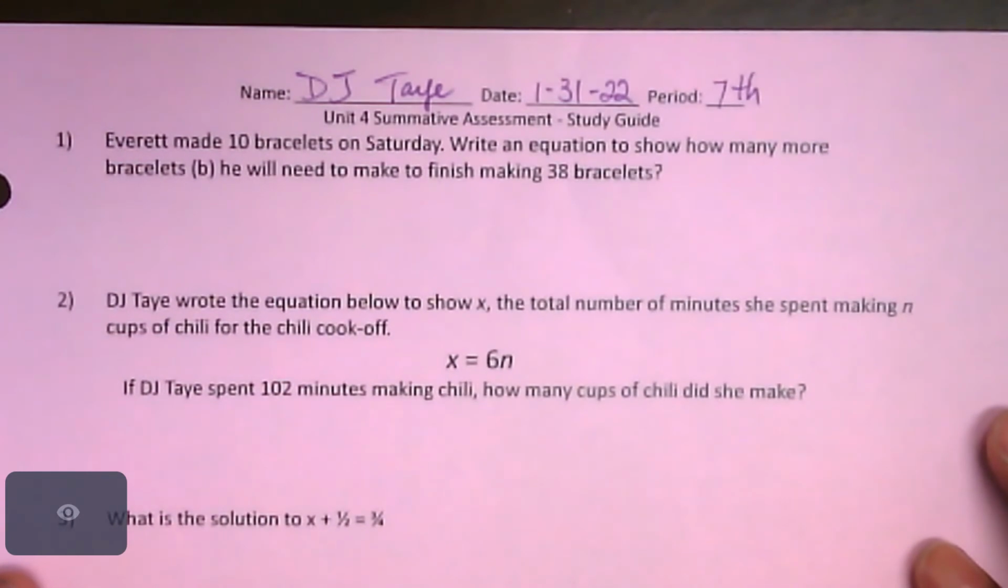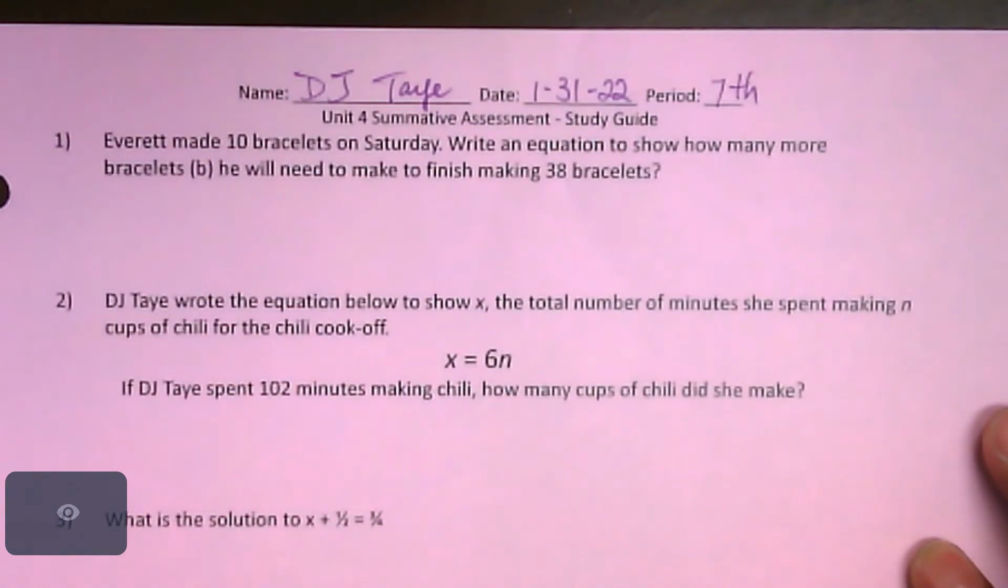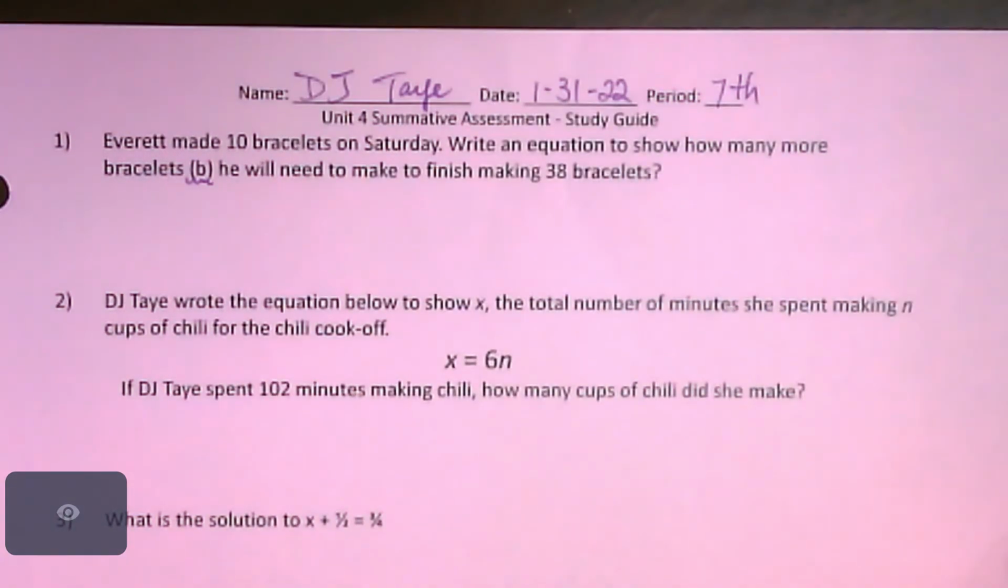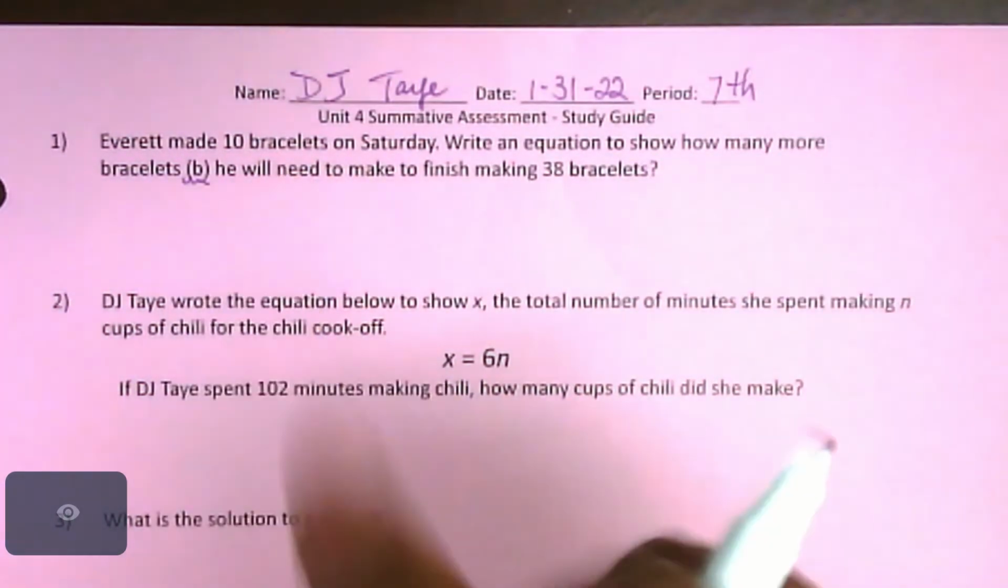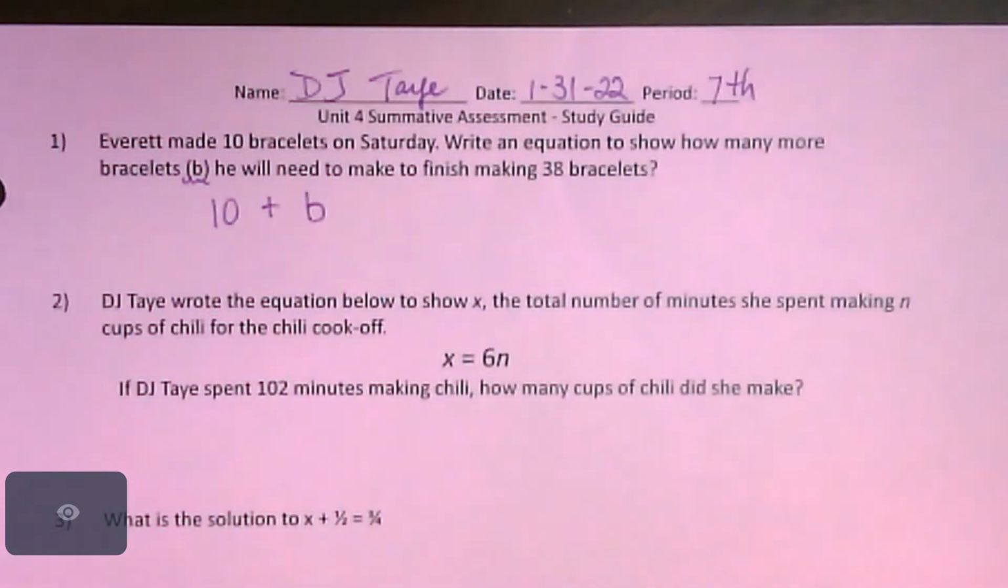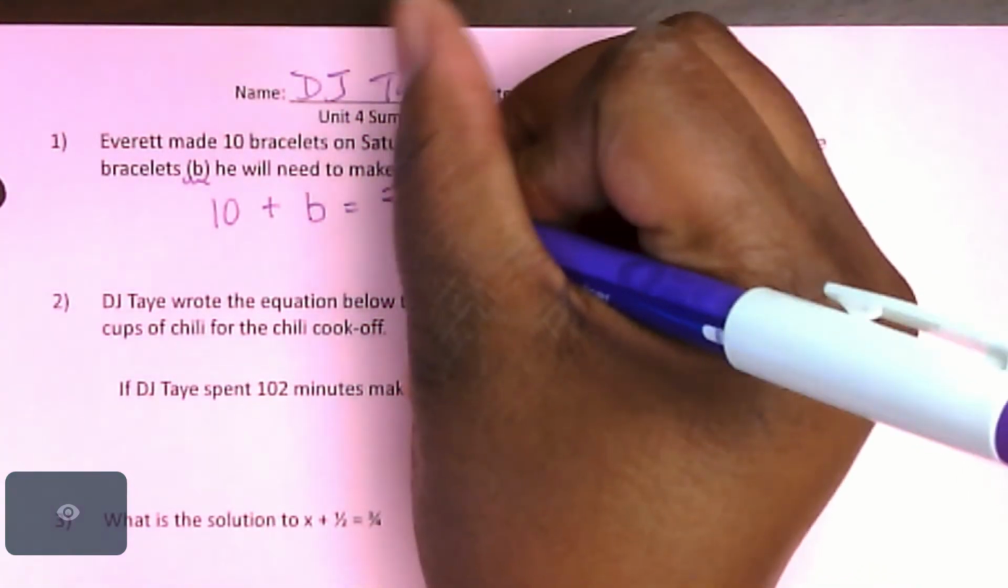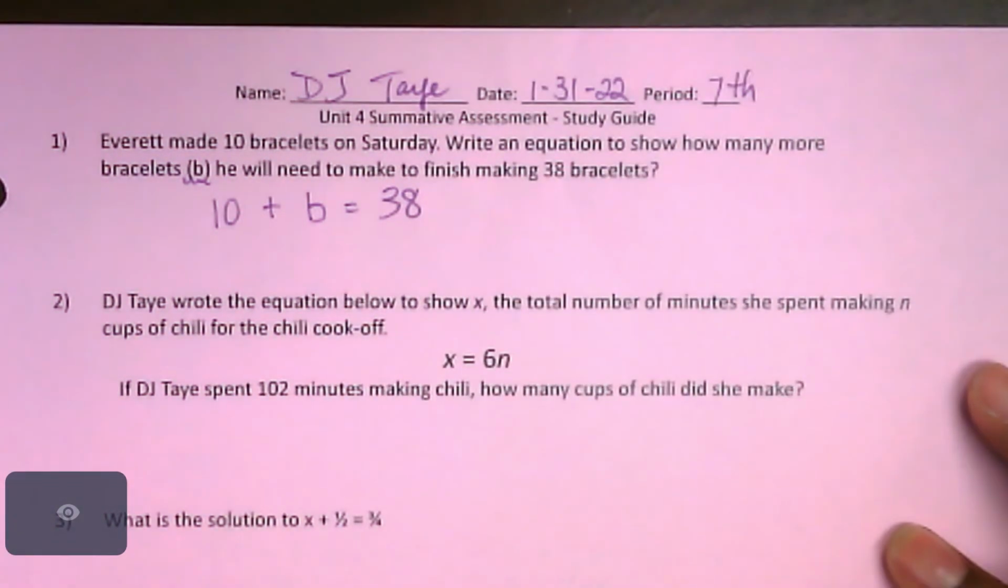All right, so number 1 says Everett made 10 bracelets on Saturday. Write an equation to show how many more bracelets he will need to finish making 38 bracelets. All right, so we already know that we're going to use the variable B for bracelets. All right, and he already made 10. So 10 plus however many more bracelets he needs is equal to the 38 total that he has to make.